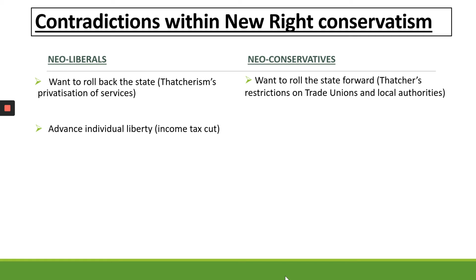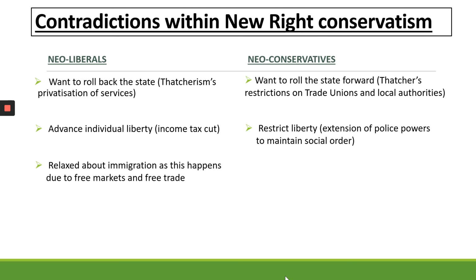Secondly, we can say that neoliberals advance individual liberty, so things like income tax cuts, especially for higher earners, because if you're taxed heavily, it prevents you from being free because you can't use your money to do as you please. It's being used for other purposes that you have no control over. Whereas neoconservatives arguably want to restrict liberty. They are in favour of extending police powers to maintain social order, giving police more powers to do things like stop and search and higher powers of arrest. So on the one hand, they're trying to advance our liberty, but also restrict it at the same time.